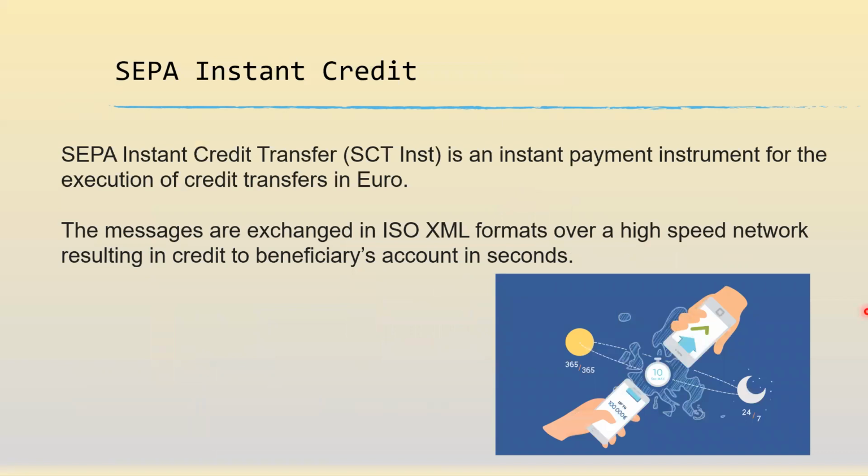So what exactly is SEPA Instant Credit? As the name suggests, it's an instant payment instrument for the execution of credit transfers in the Euro region. This is very similar to UPI or IMPS in India, NIP or GIP in Nigeria and Ghana, IPN in Europe, and so on. The messages which are exchanged in a SEPA Instant Credit are ISO XML formats over a high-speed network, resulting in credit to the beneficiary's account in less than 10 seconds.